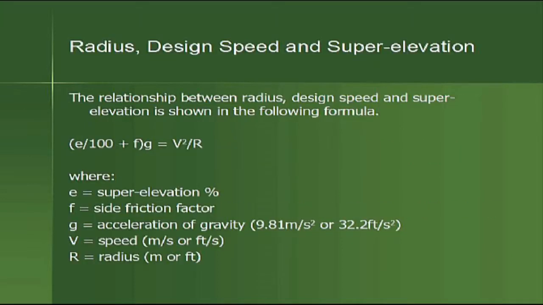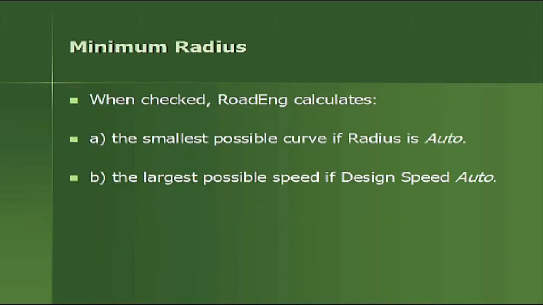The relationship between radius, design speed, and superelevation is shown in the following formula, where E equals superelevation percentage, F equals side friction factor, G equals acceleration of gravity, V equals speed, and R equals radius. When checked, Runout calculates the smallest possible curve if radius is auto, and the largest possible speed if design speed is auto.